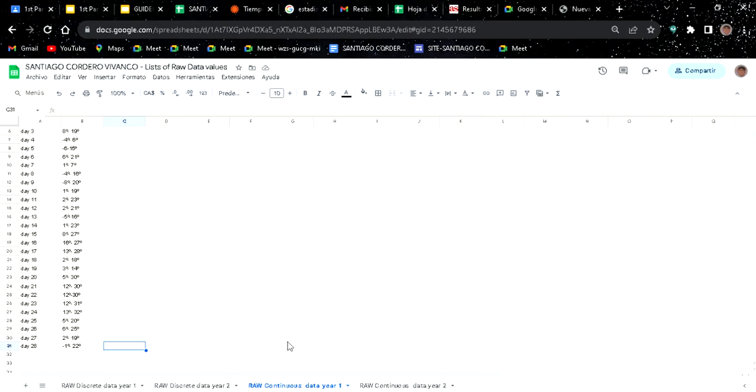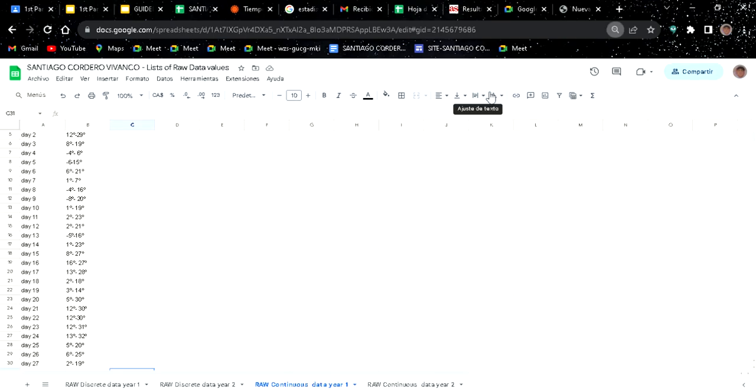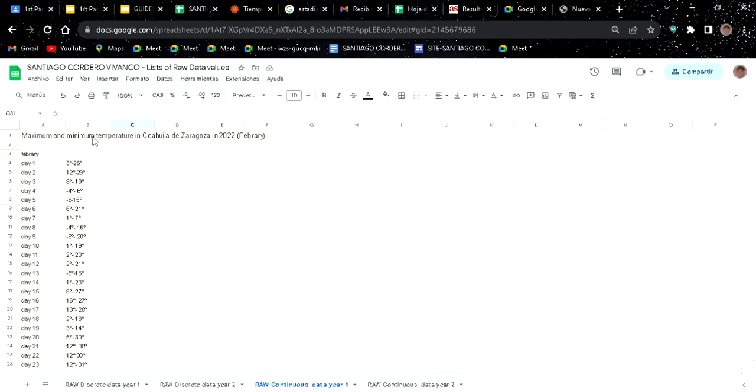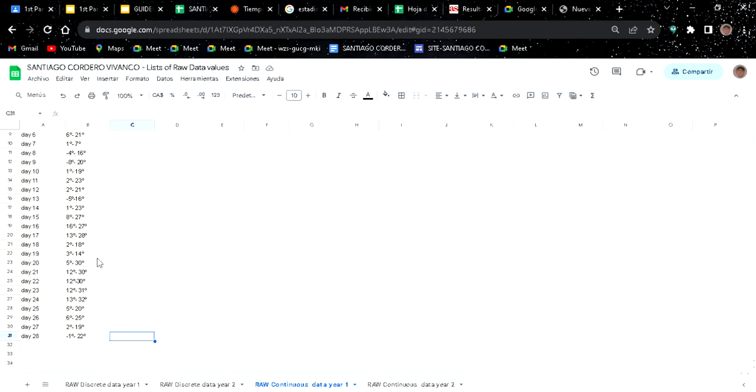First, in raw continuous year 1, I choose the maximum and the minimum temperature in Coahuila de Zaragoza in 2022 of the month of February. I write all the daily temperatures of all days. For example, here the minimum was 3 and the maximum was 26 on all days.